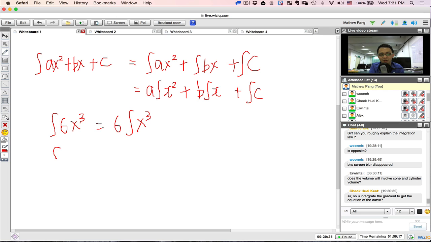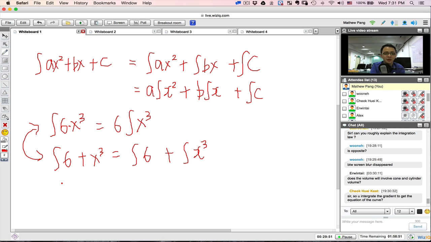But then if I integrate 6 plus x cubed, this is different. Even though 6 is a constant value, when you integrate this, the integration law tells us this must be integrate 6 plus integrate x cubed. These two are totally different cases, because a lot of students might think, can I take out the 6 in this case? You can't, because there is a plus over here. When the constant value is a multiple, yes, you can.